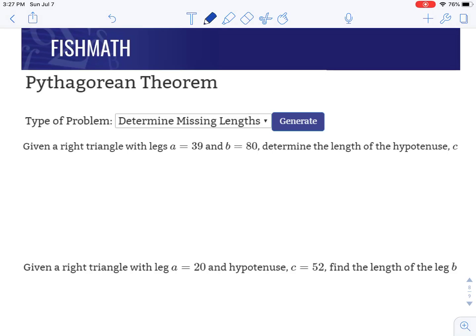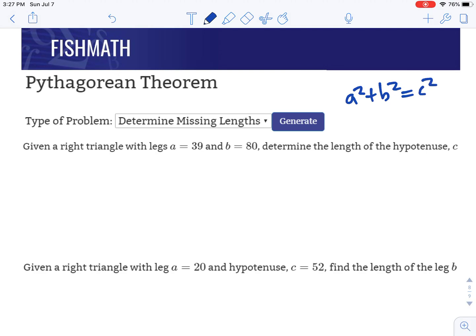Hi everyone, we're going to look at the Pythagorean Theorem, which is one of the most common theorems that everybody seems to know once they leave middle school. It's pretty simple to remember because it only involves three letters. So the Pythagorean Theorem is that a squared plus b squared equals c squared.